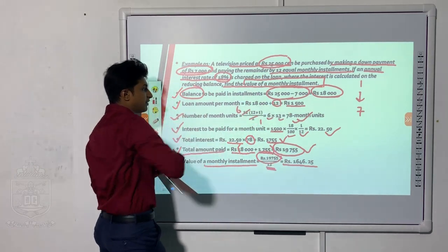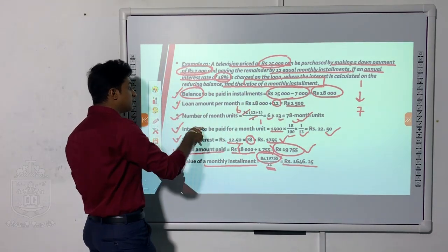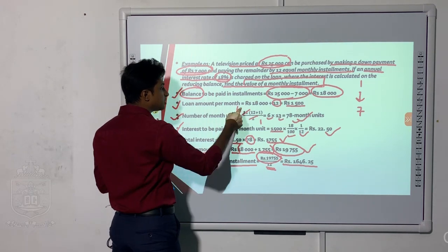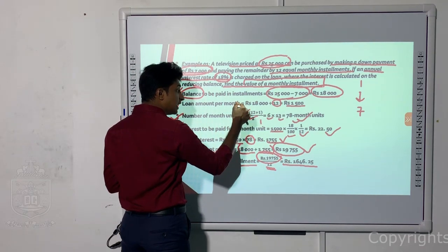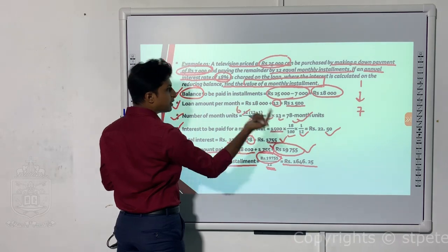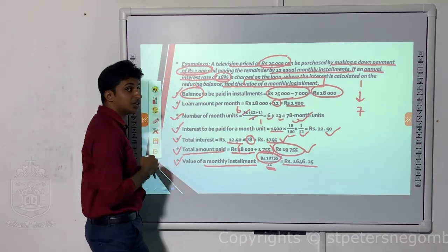So that is 1500 without interest. Then for the number of month units, we are going to check 12 into 12 plus 1 divided by 2. That is the number of monthly installments into that plus 1. I got 78 month units.